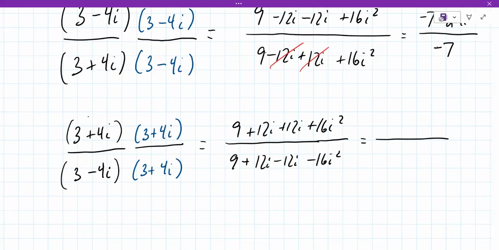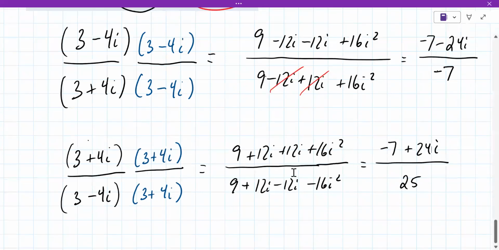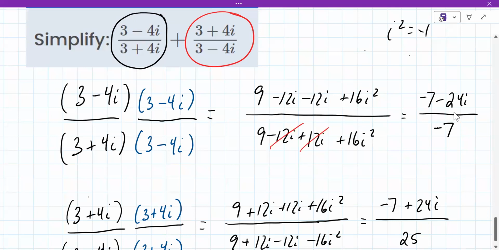So the bottom then becomes 9 plus 16, because you said we multiply by -1. That's right. So 9 plus 16 would be 25. Good. Top is -7 plus 24i. And now we just did piece 1. Now we're doing piece 2. We're going to combine these two results. Okay, so do that next.